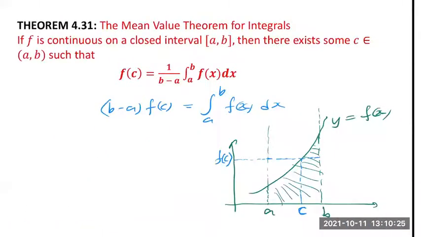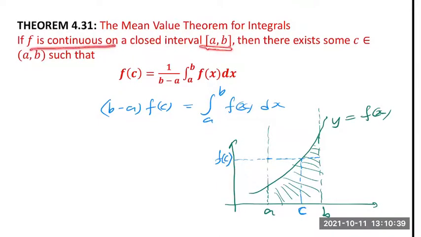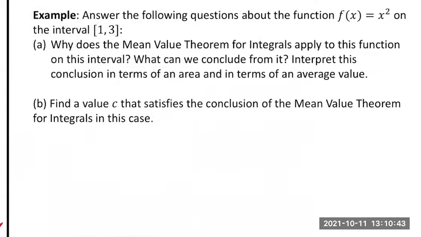Here is the mean value theorem. If f is continuous on a closed interval a, b, then there exists... Okay, here is the hypothesis. Let's see whether this hypothesis is satisfied. F should be continuous on a given closed interval a, b. Let's identify the closed interval given to us, that is 1, 3. Of course, x squared is continuous on this closed interval, so we can apply the mean value theorem.